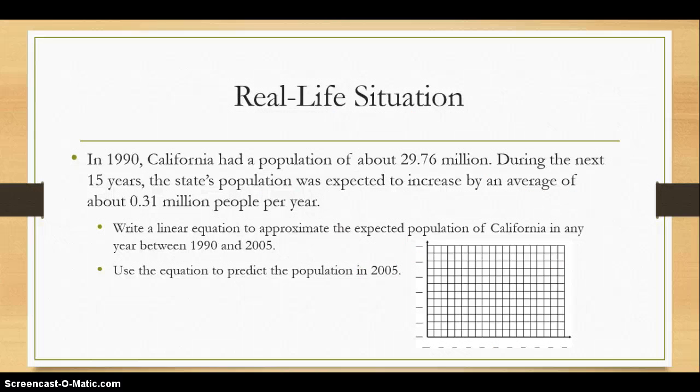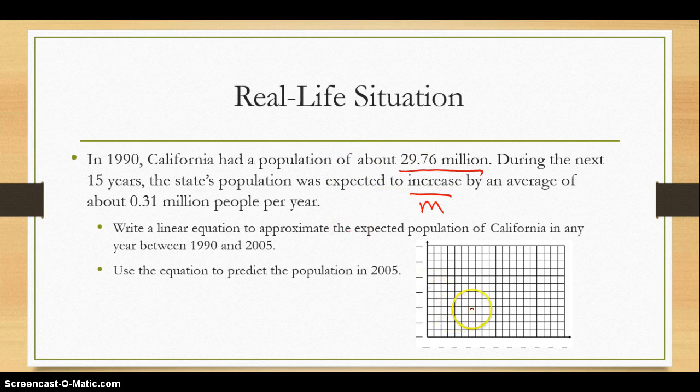Real life situations, your guys' favorite story problems. So in 1990, California had a population of about 29.76 million. During the next 15 years, the state's population was expected to increase by an average of about 0.31 million people per year. So I underlined increase because it's very important, because increase is going to talk about our m, our slope.